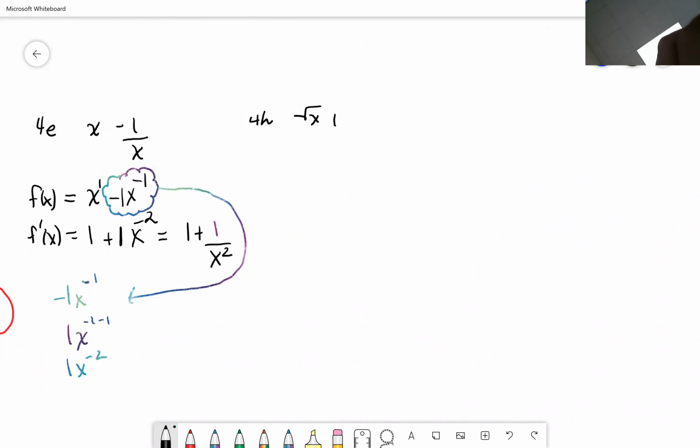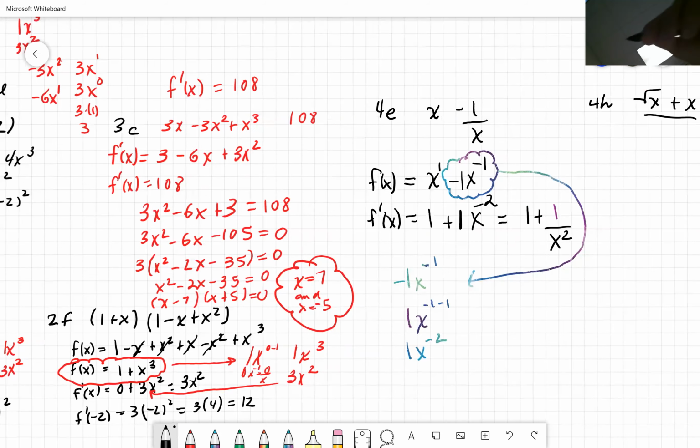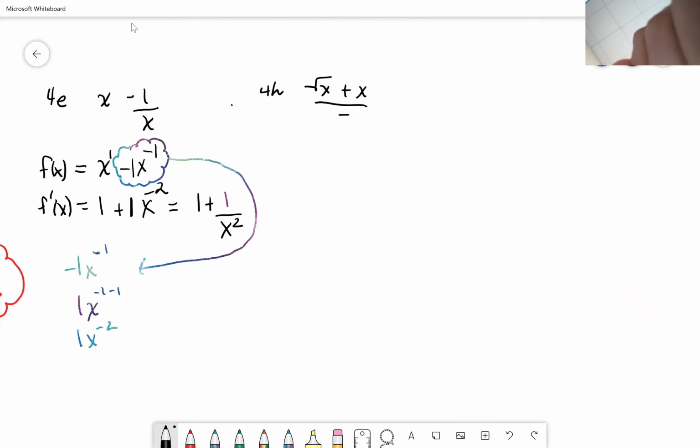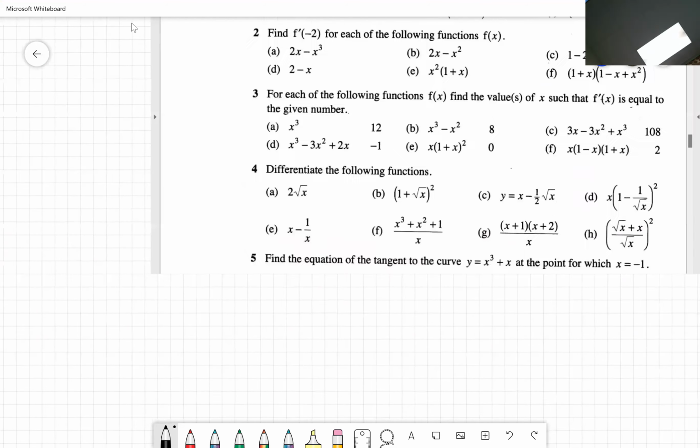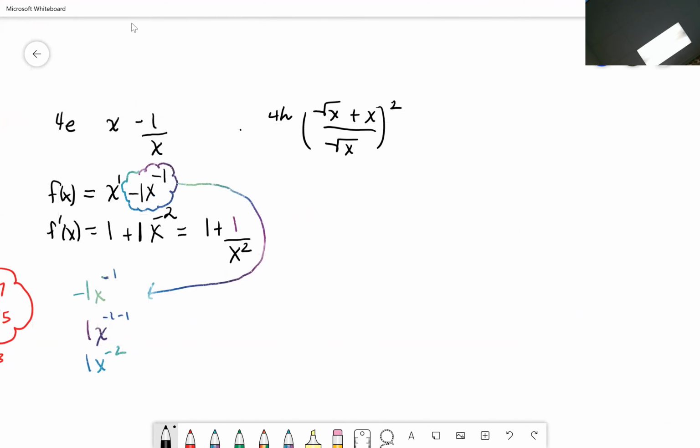Square root of x plus x divided by square root of x, and then everything squared. Like that, I think. Yeah, I think I wrote it right. All right, so what do we do with these square roots? Can we rewrite the square roots in terms of exponents? So let's just write f of x equals x to the half plus x divided by x to the half, but all this squared.